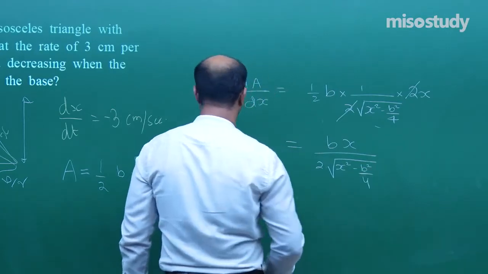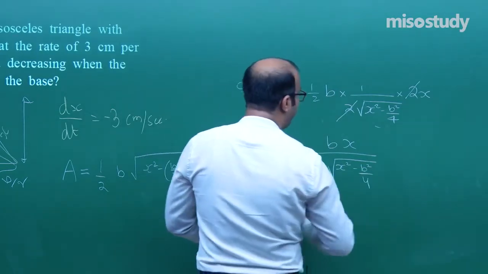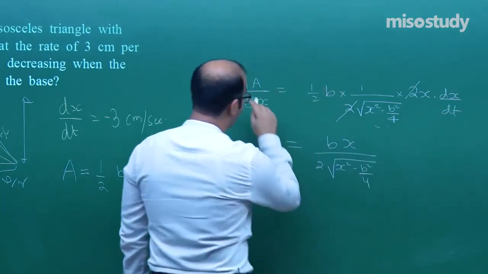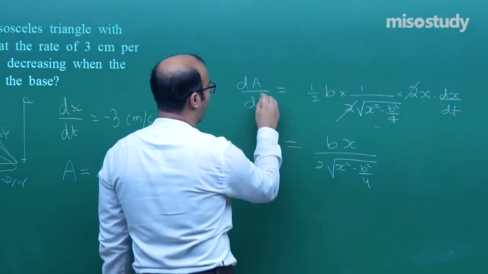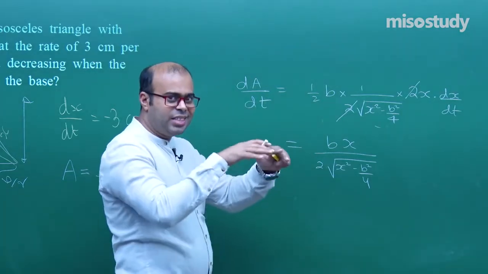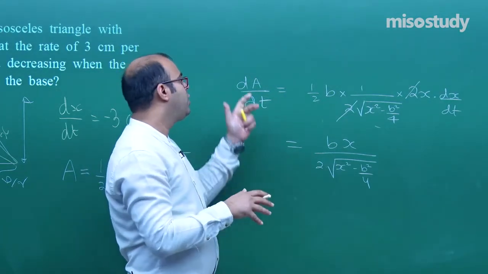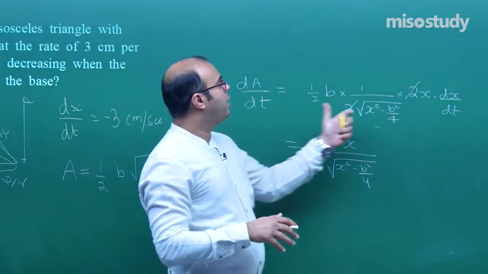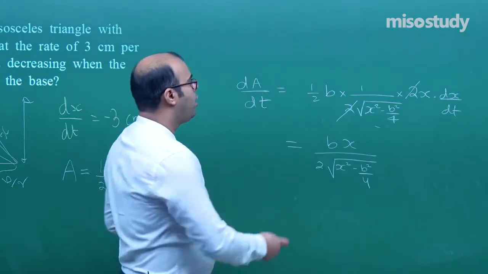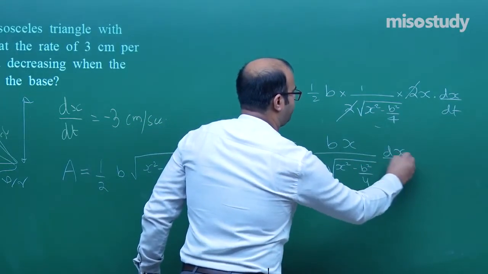Into dx by dt, of course, because we have differentiated area with respect to x, but we have to differentiate area with respect to time. Area is decreasing with time obviously, so we will differentiate it with time, then there will be a differentiation of x with time also by parametric form. So there is dx by dt here.